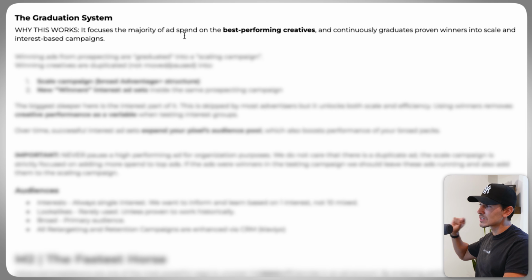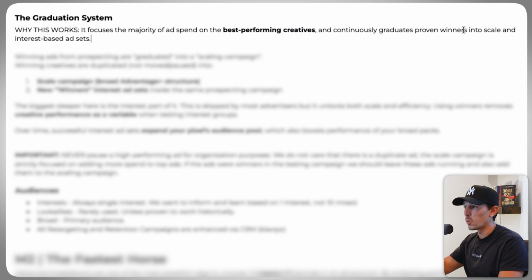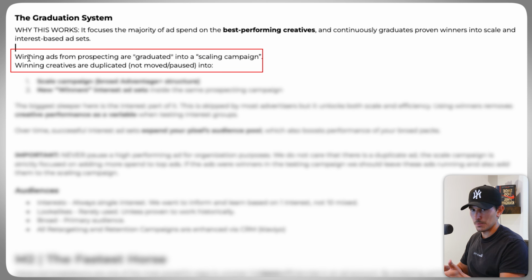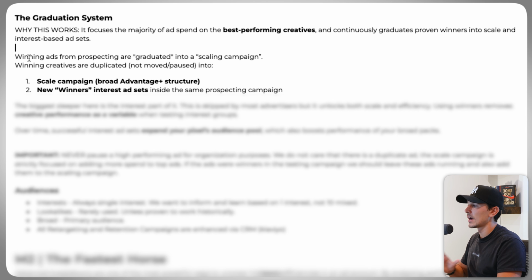The next piece of this M1 is the graduation system. This works so well because it focuses the majority of spend on the best performing creatives, and it continuously graduates winners into the scale and interest ad sets and campaigns. Winning ads from prospecting are graduated into the scaling campaign. Winning creatives are also duplicated into the interest group. Now, the reason we hard duplicate, we don't move them, we don't pause them, is we are completely comfortable having multiple ads that are the exact same copies in our ad account active at the same time.